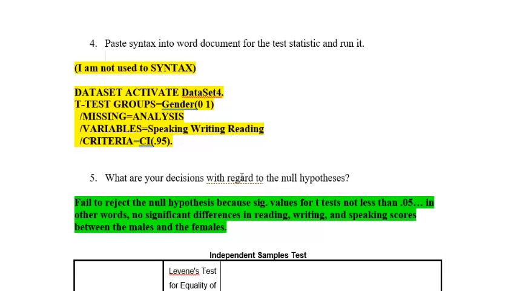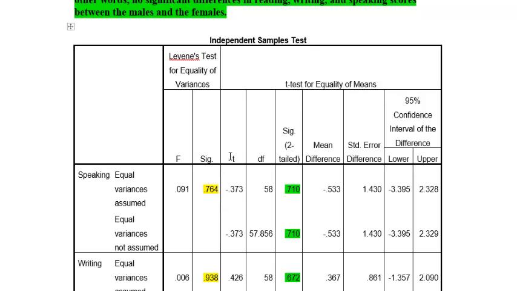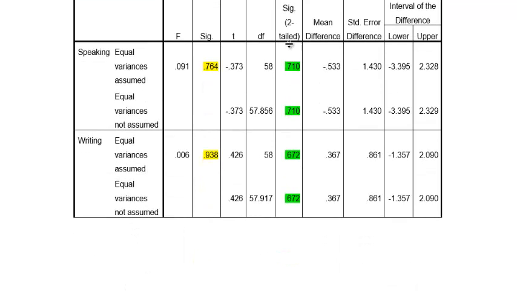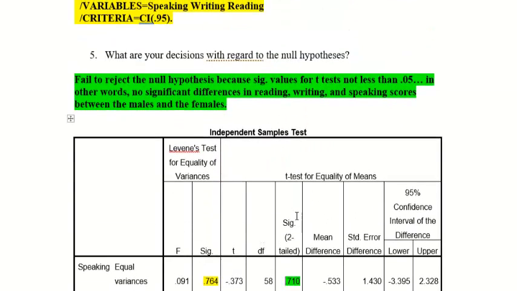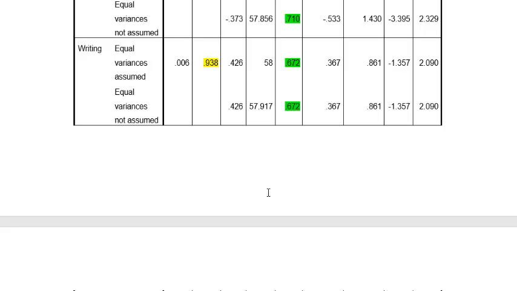All right, what are my decisions in regard to the null hypothesis? So I ran the independent t-test, and these are your t-test scores right here, the t. And here's your sig values or your p values. So if these sig values were less than 0.05, then that would have been an indication that there's a significant difference between the males and the females. But as you can see, none of these sig values are less than 0.05. Therefore, there were no significant differences between the males and females, so you failed to reject the null. Okay, so in other words, the null was probably correct. There's no difference between the mean scores of the males and females.